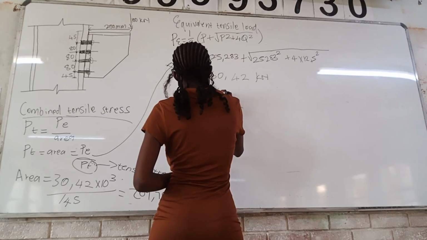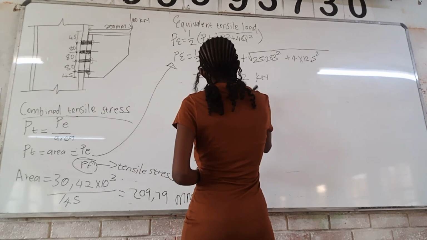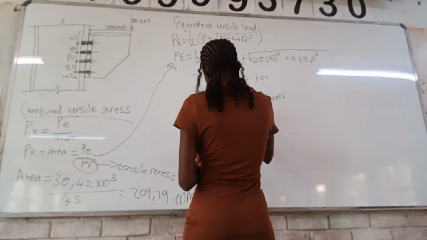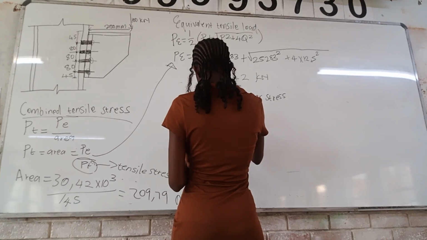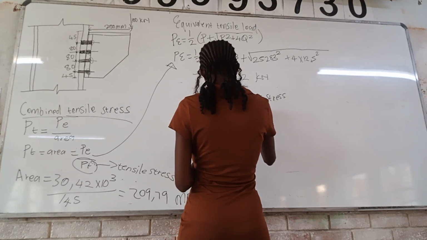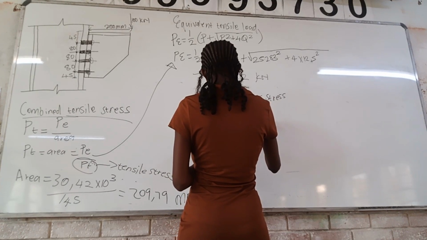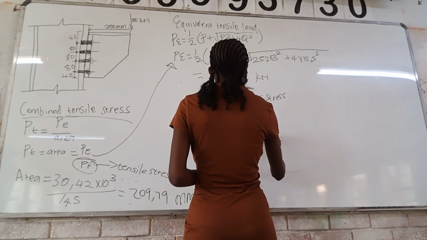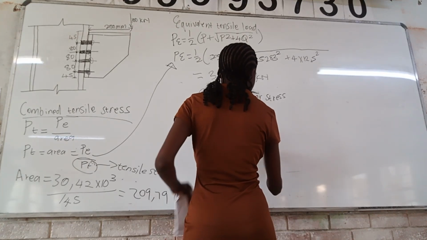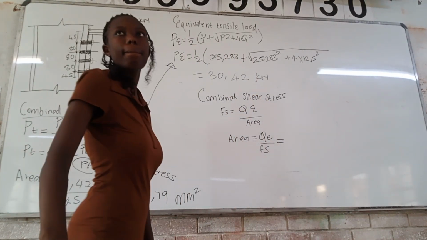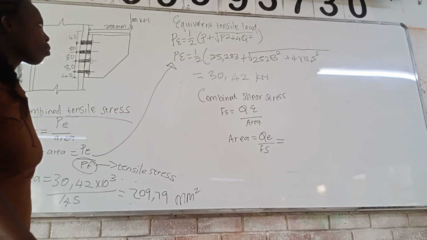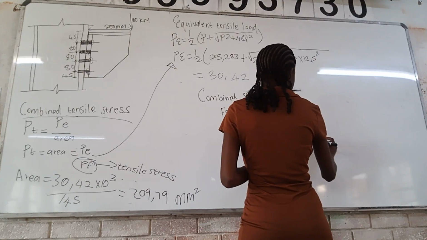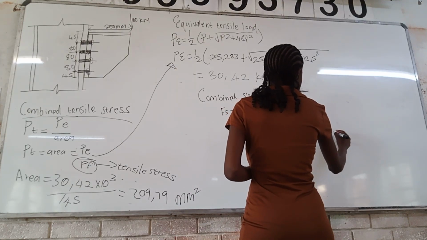So we've calculated the combined tensile stress. Now we need to calculate the combined shear stress. The formula is Fs is equal to QE divided by the area, and we want the area again, so area is equal to QE divided by Fs. What is our QE? It is 17.78, in kilonewtons again, times 10 to the power of 3.